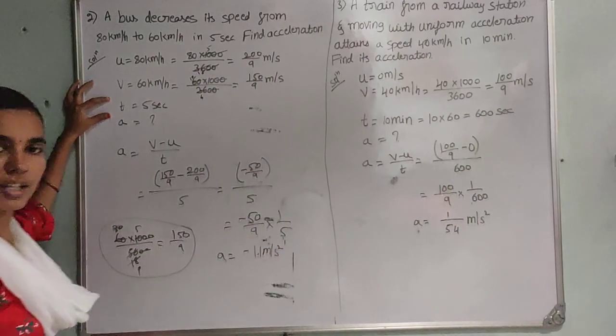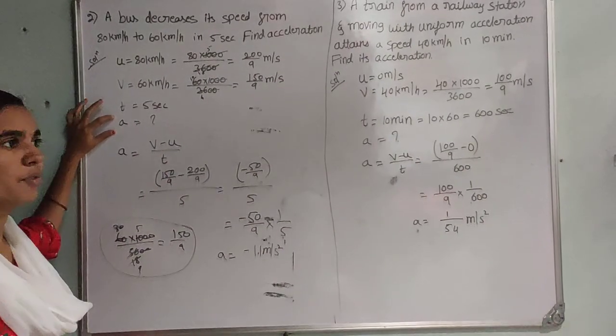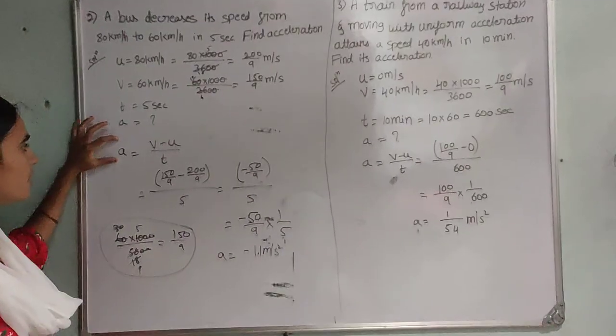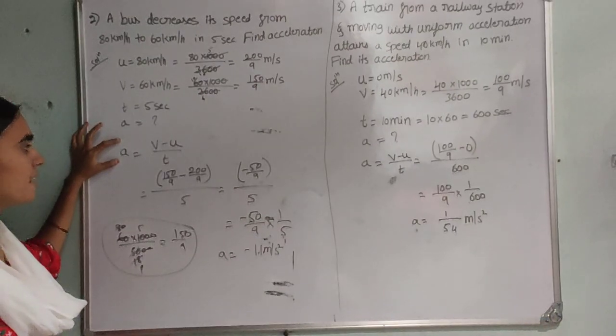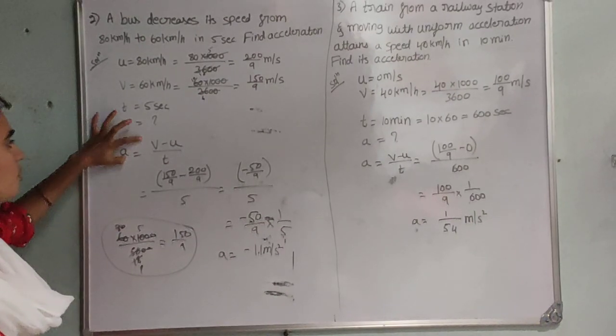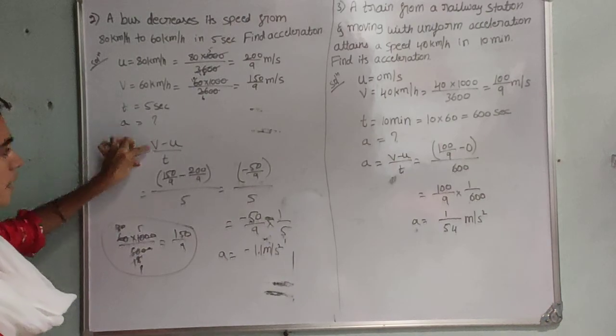So what is the time given? 5 seconds. We have to find the acceleration, and we already know the formula of acceleration. Acceleration is equal to v minus u divided by t.